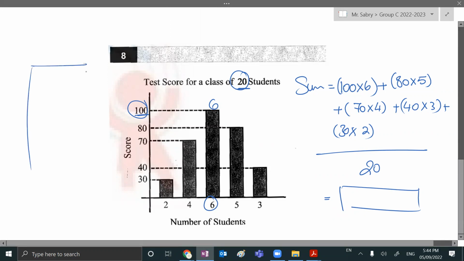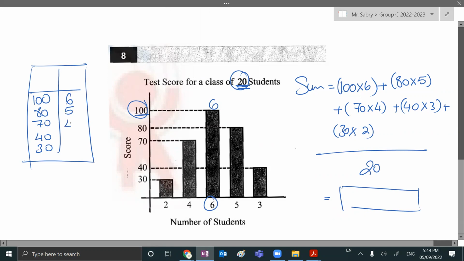Okay, what if it's not written in this form? Instead, it's written in the form of a table, and you're not told how many students there are. You're told 100 is 6, 80 is 5, 70 is 4, 40 is 3, and 20 is 2. You're told that this is the frequency and this is the value.